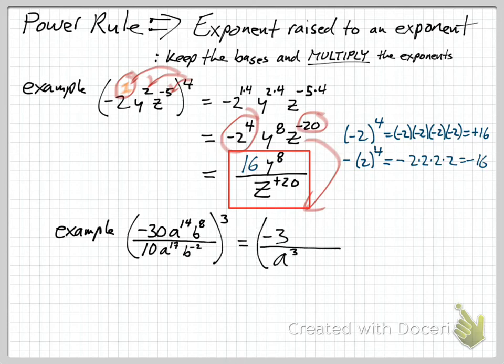Okay, now what are we going to do here? I'm going to distribute the 3. But before I do that, let's do some simplification first. I can use my other rules. I can go 17 minus 14 right here and get my a to the 3, using the rules that we talked about before.